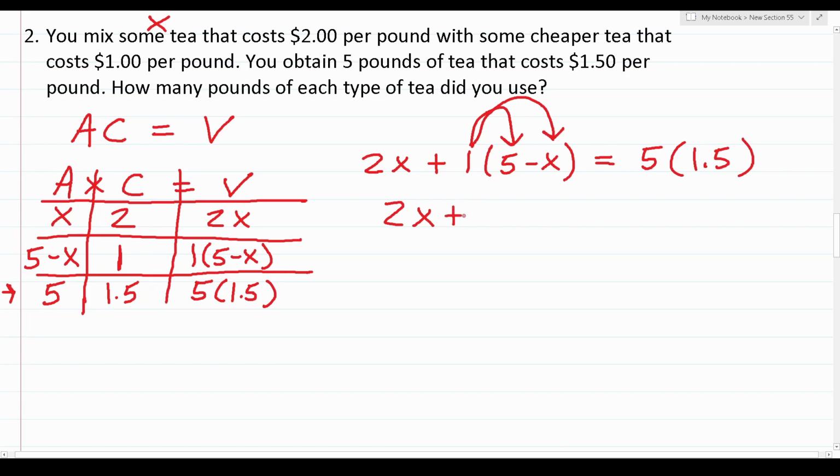So this becomes plus 5. 1 times negative x is just negative x equals 5 times 1.5. All right, so we'll go ahead and work that off to the side since it's multiplication involving decimals. Many of you could do it in your head, which is great, but I'm going to work this one off to the side here. We have 5 times 1.5.